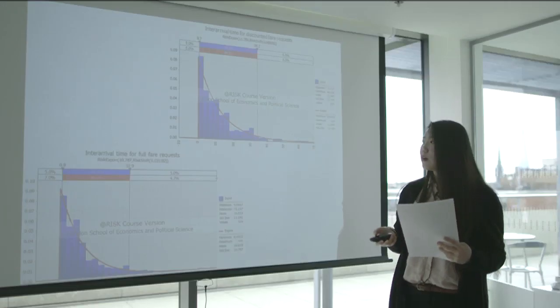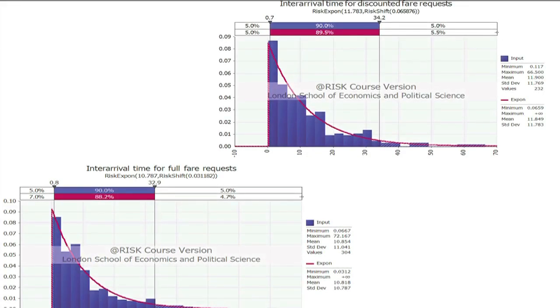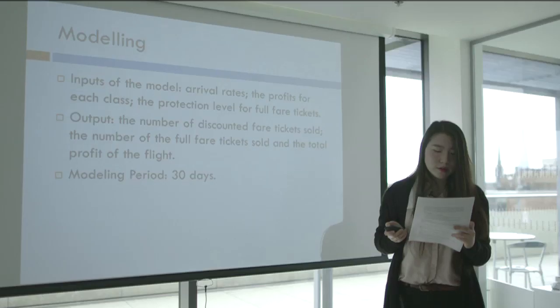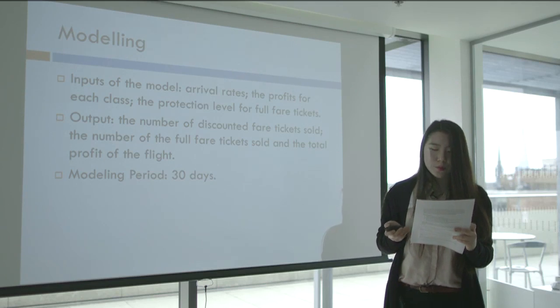Now, this shows what it looks like in the actual software after you fit the distribution, and this is a negative exponential distribution. Once the arrival rates are well defined, the model simulating the booking system is constructed. The model simulates what happens in the real booking system. Requested seats follow the Poisson distribution, as we already discussed.